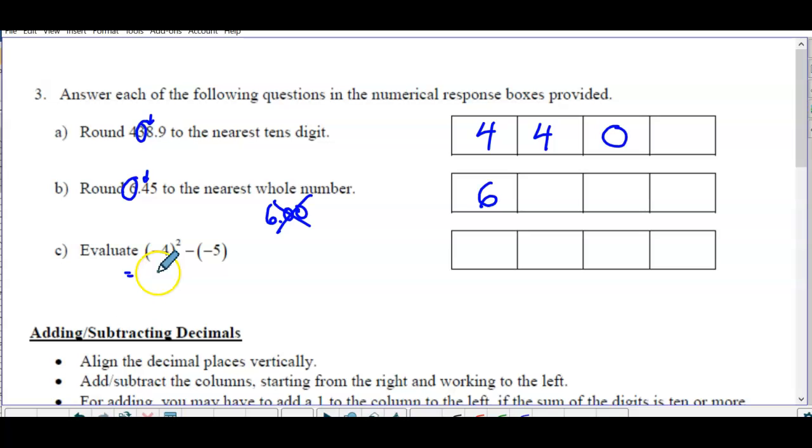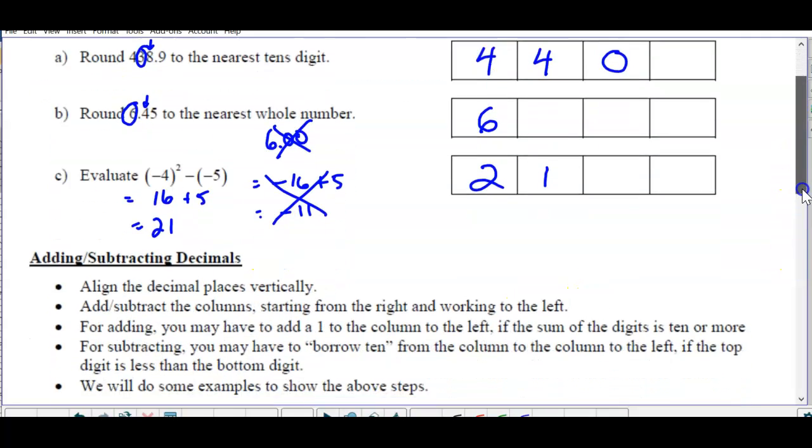Evaluate this, that's going to be 16 plus 5 is 21. So that goes in the first 2 boxes. Notice how if you had evaluated this incorrectly and put negative 16 plus 5 is negative 11, you cannot fill in a box with a negative or a variable or an exponent or anything.